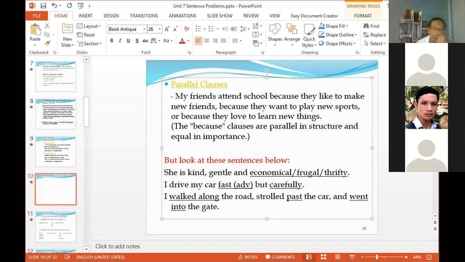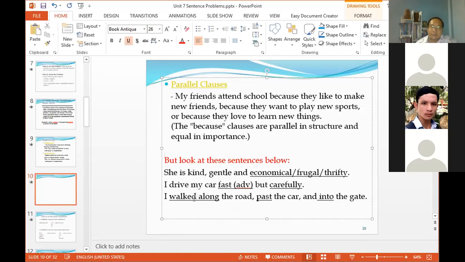That's it, okay? Or one more way you can omit it: omit stroll and omit the second verb. Example, you use only prepositional phrases with one verb at the beginning, right? I walk along the road, past the car, and into the gate. So you can use it when you have the same structure.